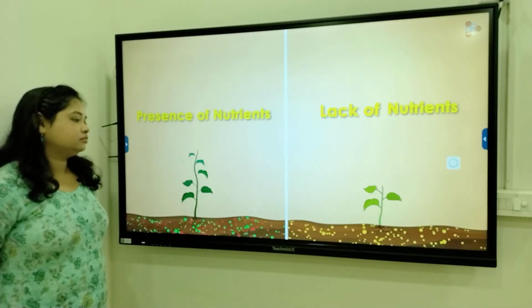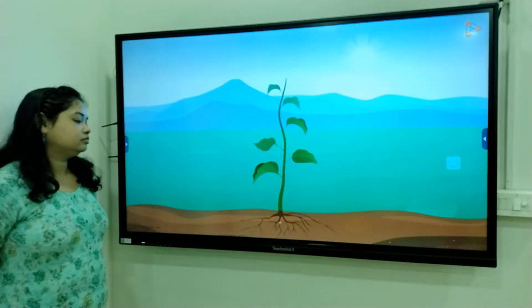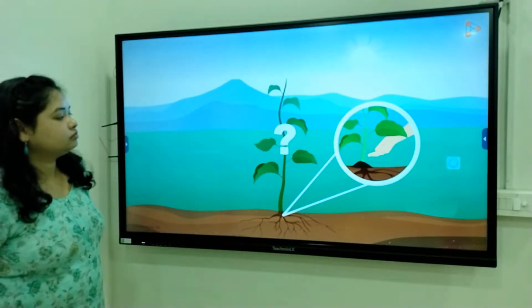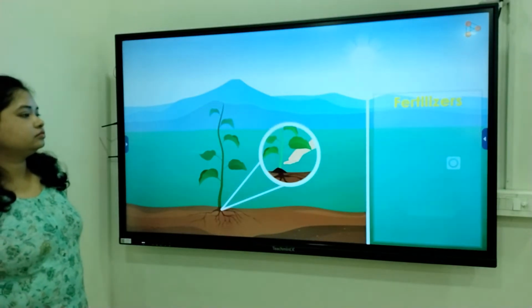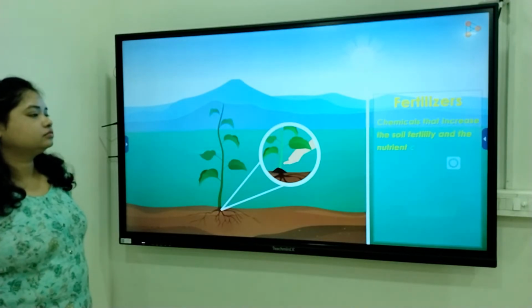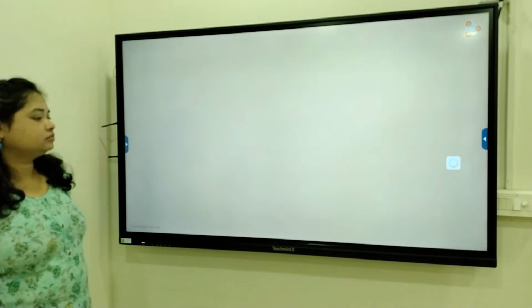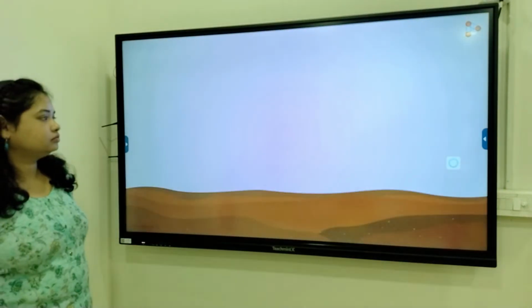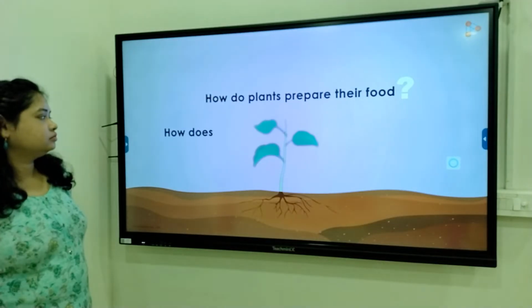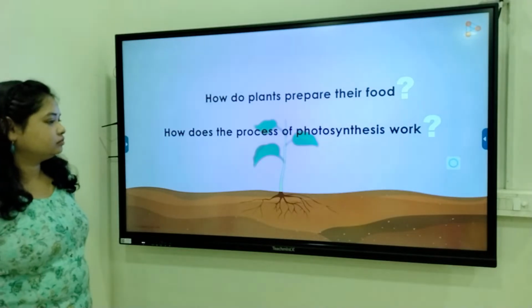Now tell me, are all these nutrients available in the soil? Well, sometimes they're not. In that case, we can add them artificially. What do we call them then? These are called as fertilizers. In simple words, fertilizers are chemicals that increase the soil fertility and the nutrient content in the soil. Now that we know what all the plants need, we can move on to the next question we have. How exactly do these plants prepare the food? How does the beautiful process of photosynthesis work? We will answer these questions in the coming lessons.